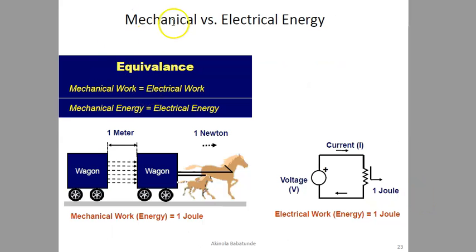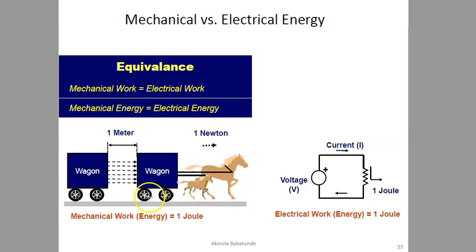When you look at the equivalence between mechanical and electrical energy, what you will notice is that mechanical work is equivalent to electrical work. In both fields, these are the various representations that are equivalent. Mechanical energy is equivalent to electrical energy. What you can see here is a force being applied by an object, in this case a horse or two horses.